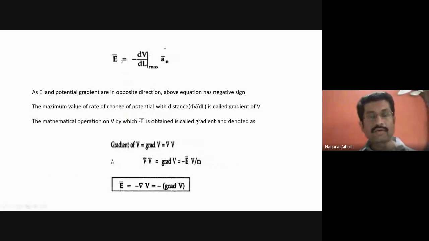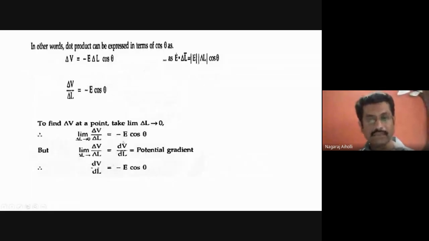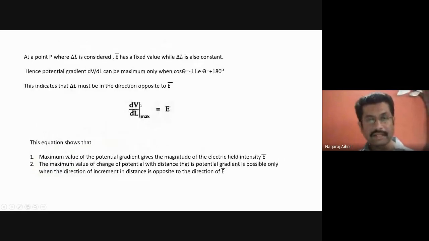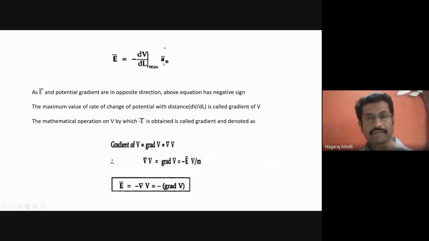Now, if you want to write the vector E bar, how to write it? We have to consider the sign, because for a vector we write magnitude with respect to direction. Therefore, we consider minus dV by dl, which is equal to minus dV by dl max with the unit vector. For a vector, we have to write both the magnitude as well as the direction, and direction is always given by the unit vector. As E bar and potential gradient dV by dl are in opposite direction, the equation has the negative sign.